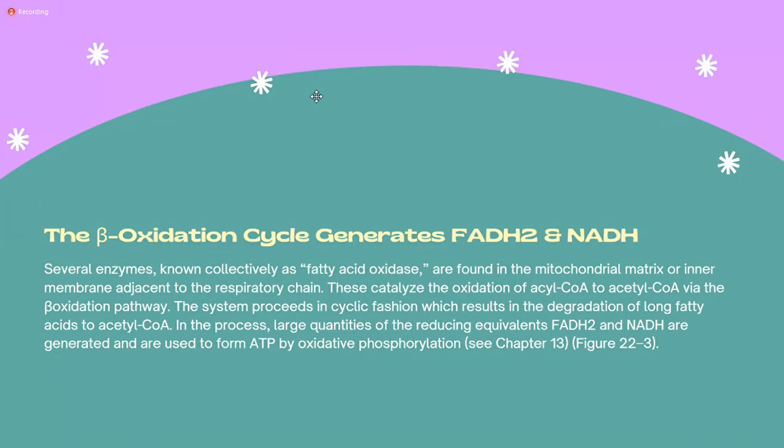The beta oxidation cycle generates FADH2 and NADH plus H. The several enzymes, collectively known as fatty acid oxidase, are found in the mitochondrial matrix or inner membrane adjacent to the respiratory chain. This catalyzes the oxidation of acyl-CoA to acetyl-CoA via the beta oxidation pathway. The system proceeds in cyclic fashion, which results in degradation of long fatty acid to acetyl-CoAs. Large quantities of the reducing equivalents FADH2 and NADH are generated, used to form ATP by oxidative phosphorylation.